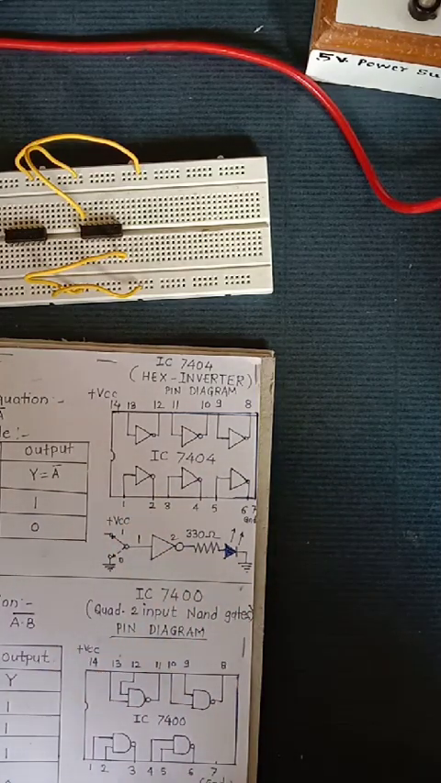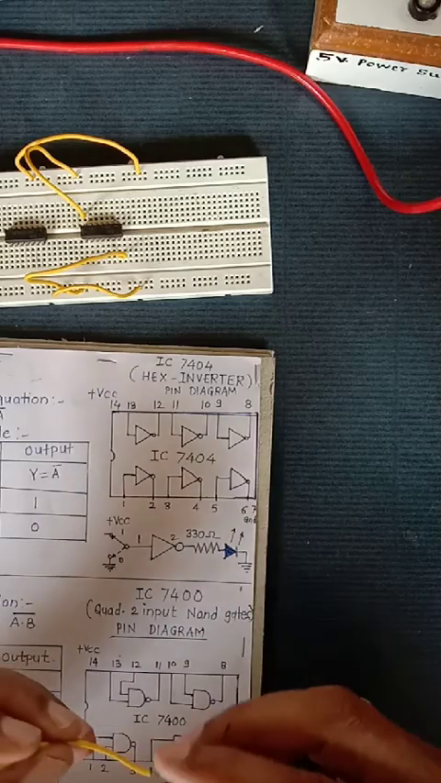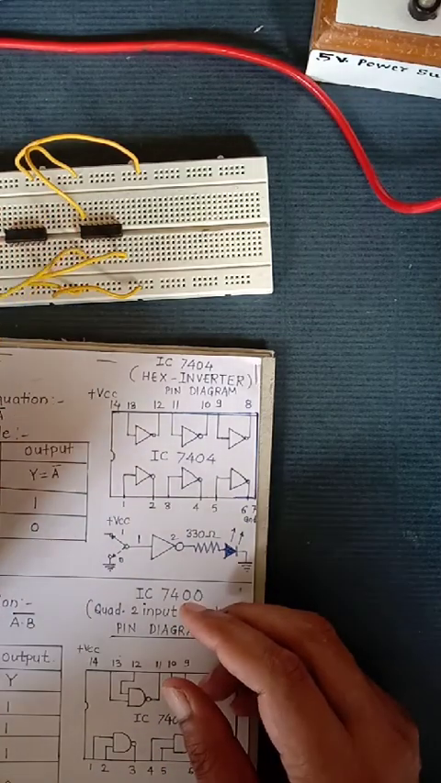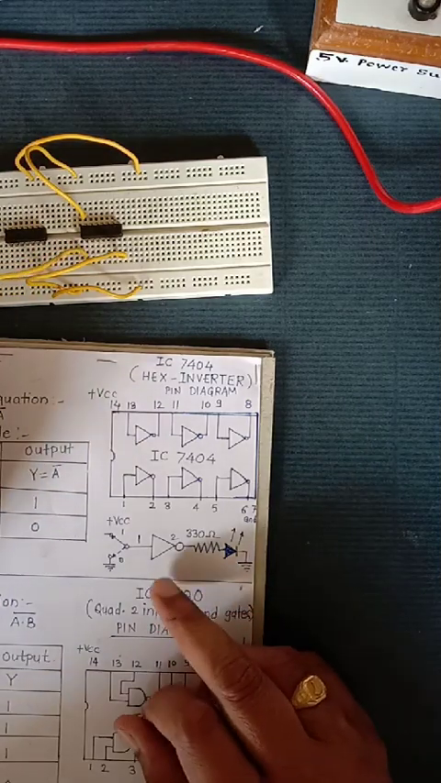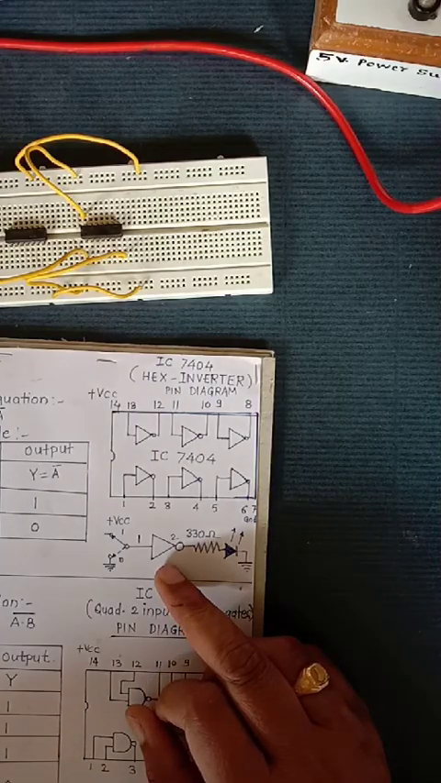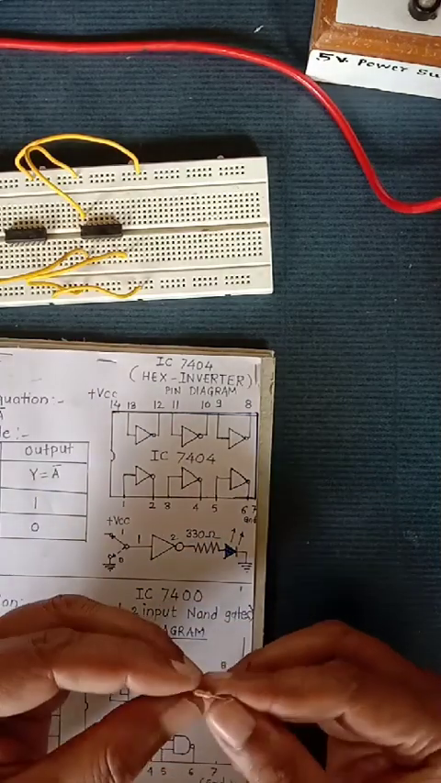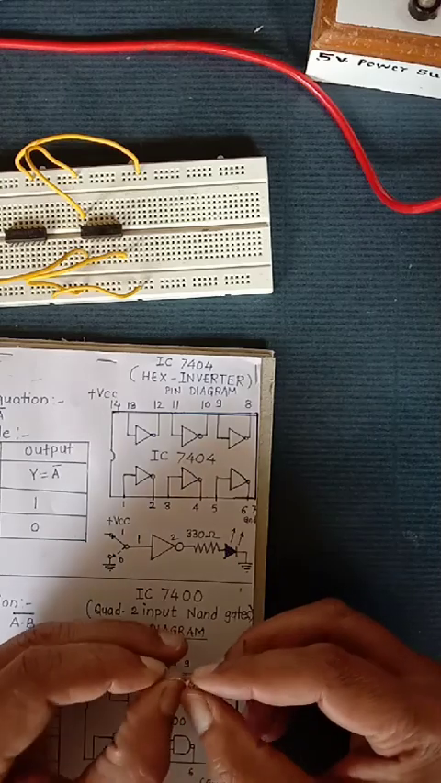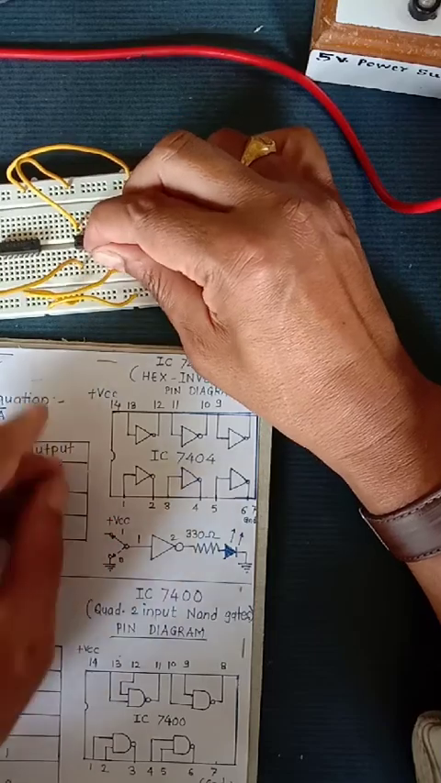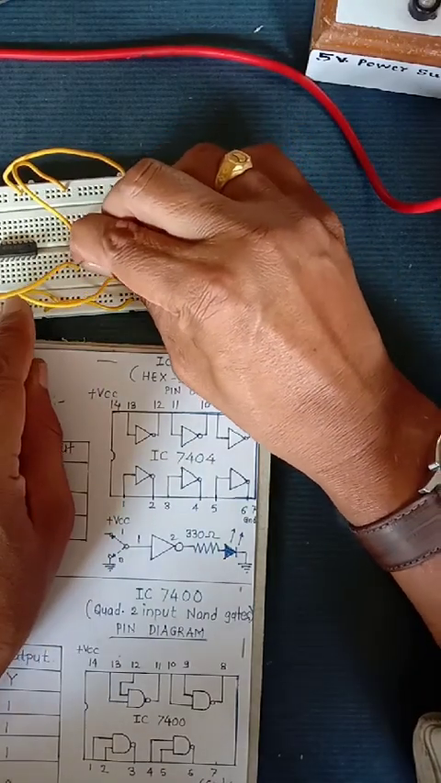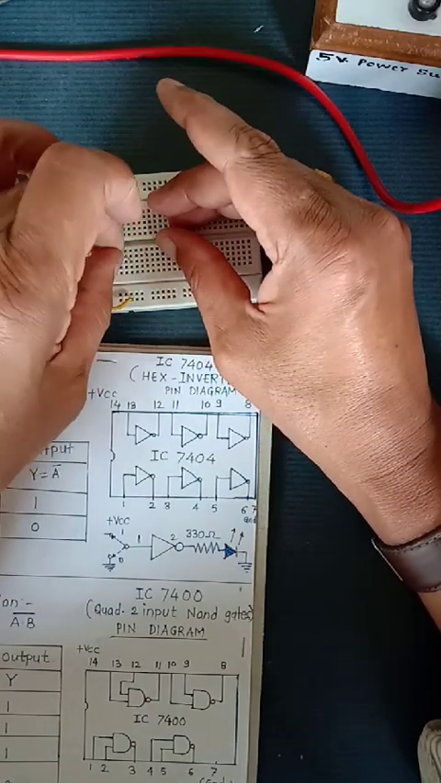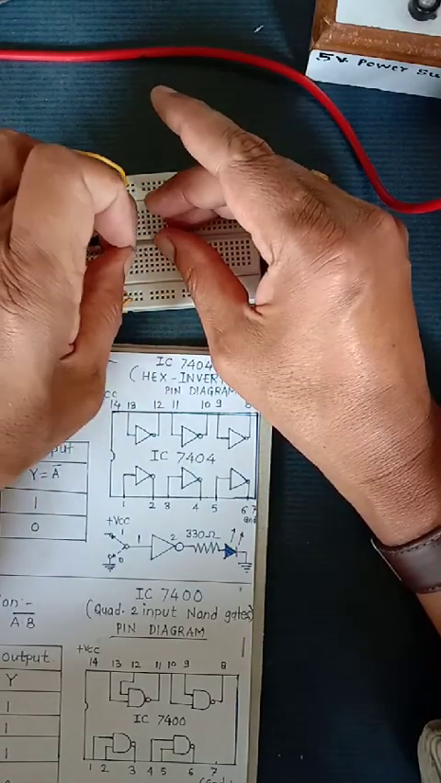So connect one wire to pin number 1. See here, this is pin number 1. This is the input of the NOT gate, and pin number 2 is the output. So to pin number 2, I am connecting one resistor of 330 ohm. See here, one leg of a 330 ohm resistor is connected to pin number 2.